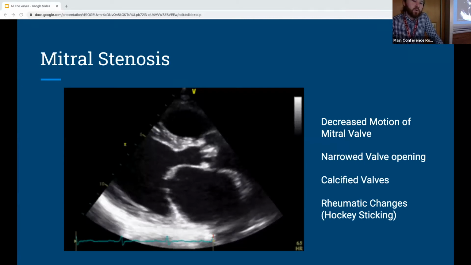So what's important to identify on mitral stenosis is the decreased motion of the mitral valve, but specifically the narrowed valve opening. You can often see calcification of the valve, which is not present on this one, and you can see what's called hockey sticking.